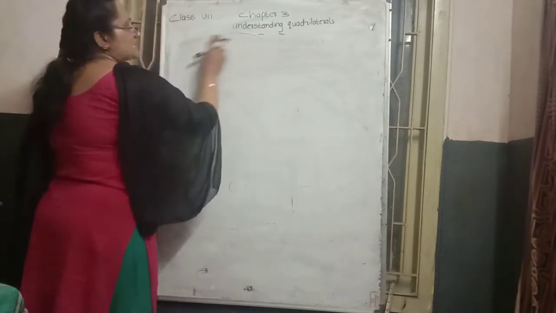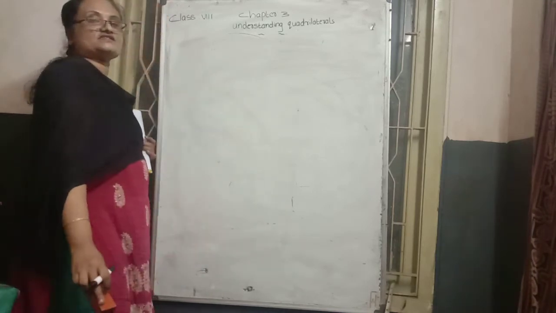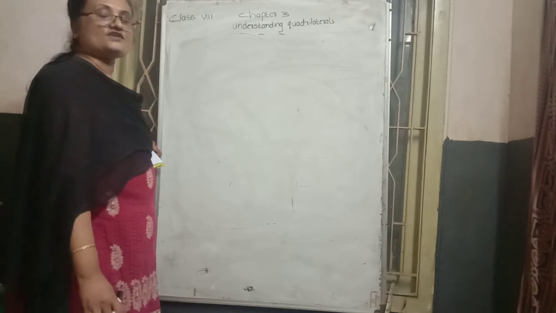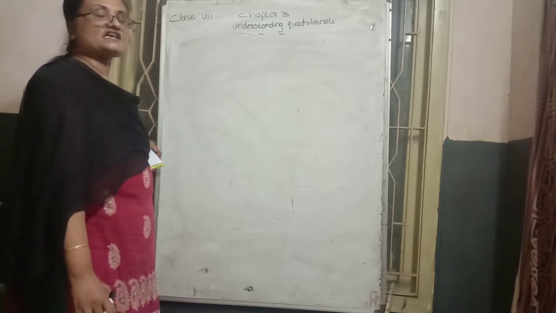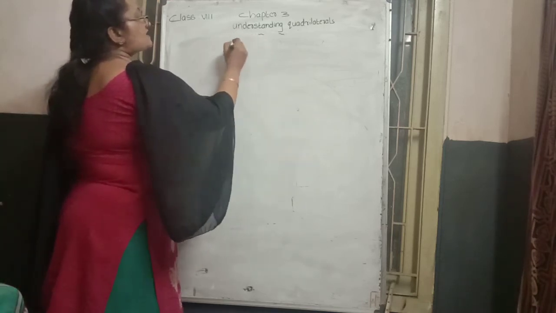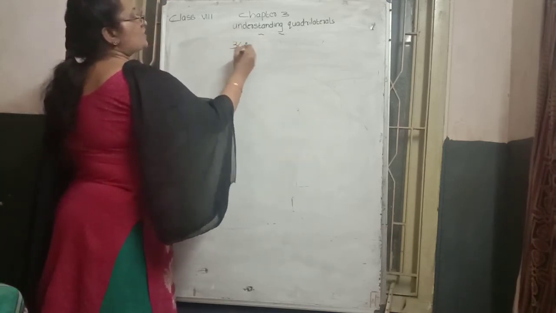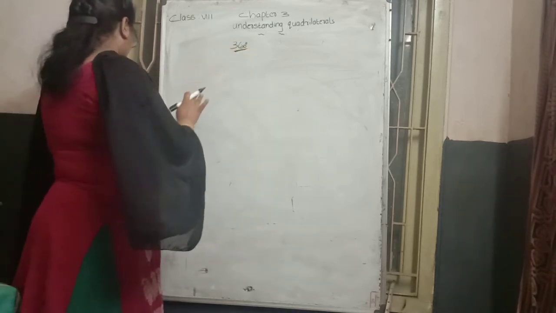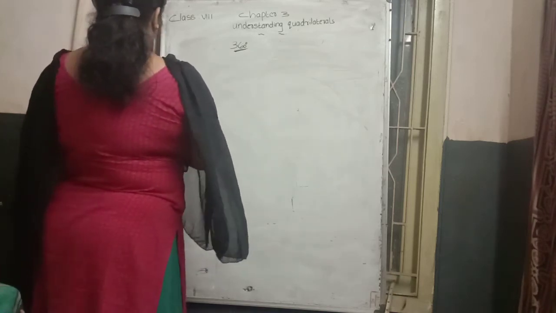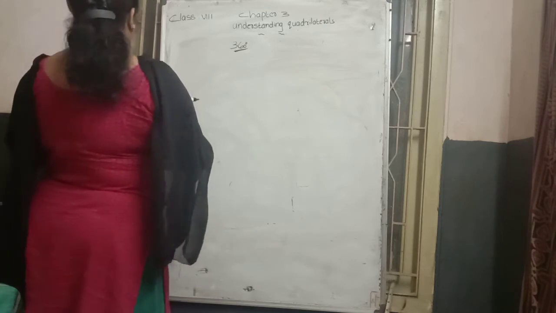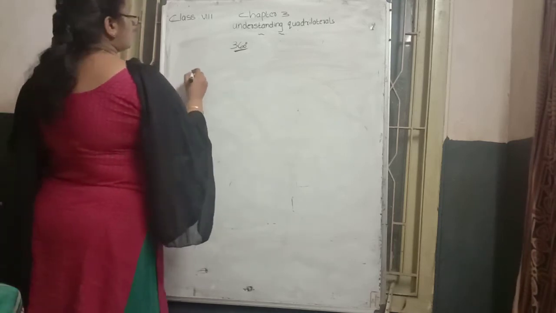Next, angle-sum property of a quadrilateral. Angle-sum of a quadrilateral: how many sides and how many angles does a quadrilateral have? A quadrilateral has 4 sides and 4 angles. The sum of those 4 angles is always how many degrees? 360 degrees. This is known as the angle-sum property of a quadrilateral, another important point.